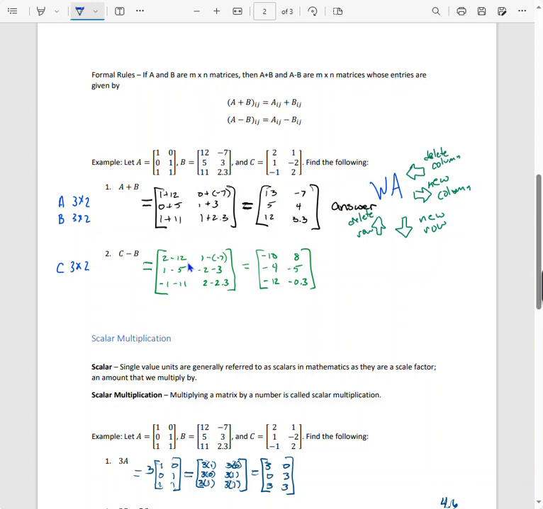Do all the little arithmetics here. 2 minus 12 is a negative 10. 1 minus a negative 7, those two negatives come together and tell us to add, so that's a positive 8. 1 minus 5 is a negative 4, negative 2 minus 3 is negative 5, negative 1 minus 11 is negative 12, and finally, if I have 2 and I subtract 2.3, I have a negative 0.3 remaining. Okay, so adding and subtracting matrices plus a little WebAssign tip for you.